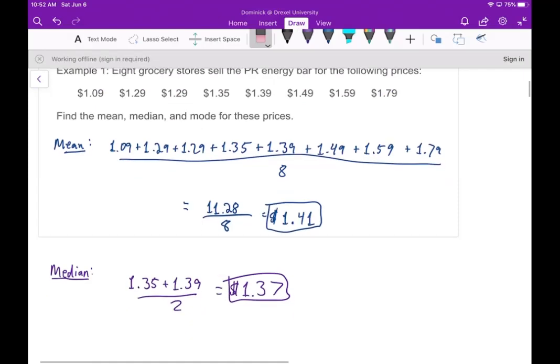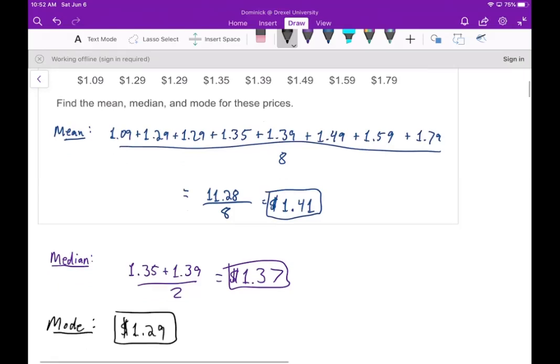Okay, and then last but not least, we can talk about the mode. And of course, we only have one number that repeats itself, and that's 129. So that's the mean, median, and mode for these 8 prices.